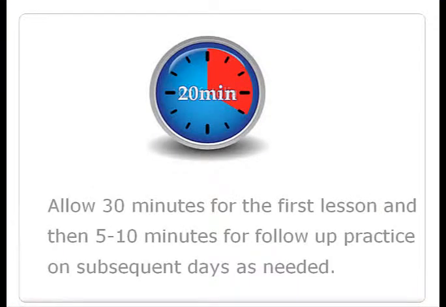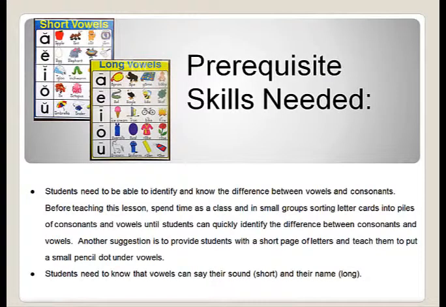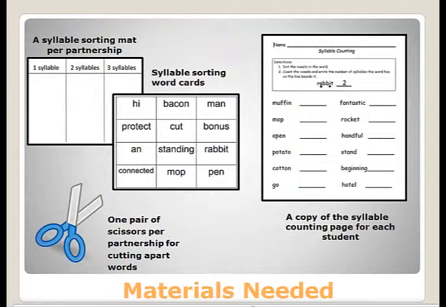Allow 30 minutes for the first lesson and then 5 to 10 minutes for follow-up practice on subsequent days as needed. Students need to be able to identify and know the difference between vowels and consonants. Before teaching this lesson, spend time as a class and in small groups sorting letter cards into piles of consonants and vowels until students can quickly identify consonants and vowels. Another suggestion is to provide students with a short page of letters and teach them to put a small pencil dot under vowels. Also, students need to know that vowels that say their sound make a short sound, and vowels that say their name make a long sound.